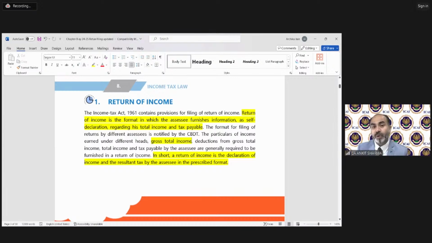Deductions from gross total income, what is our total income and tax payable? All that is going to be explained under return of income to the income tax department. This is generally required to be furnished by the assessee in a return of income. In short, a return of income is the declaration of income and the resultant tax by the assessee in the prescribed format. Exactly that I was explaining to you.